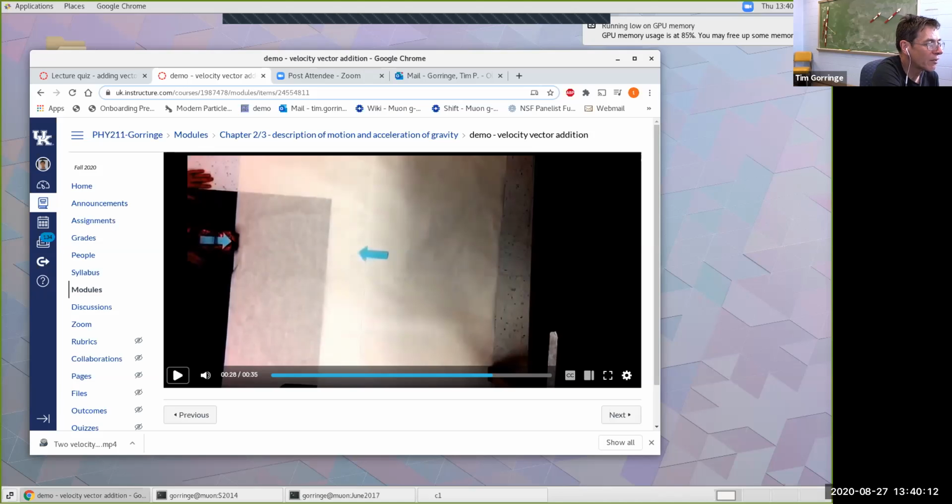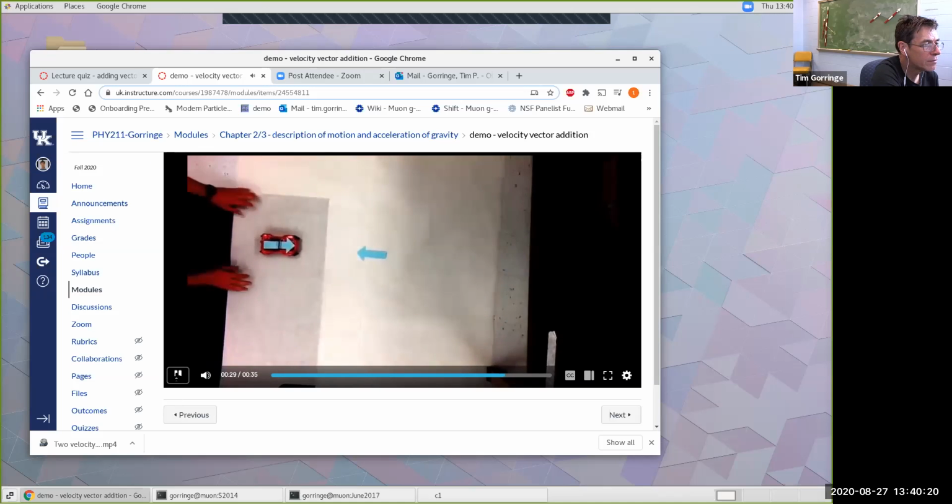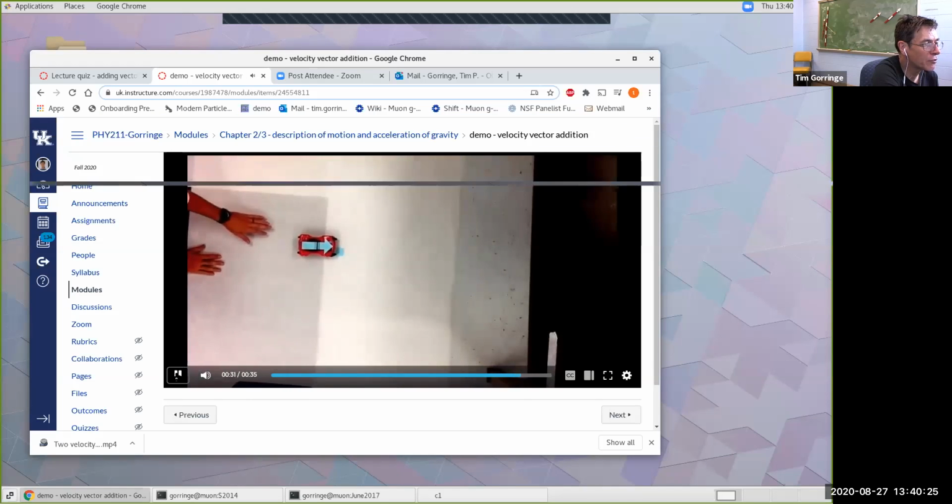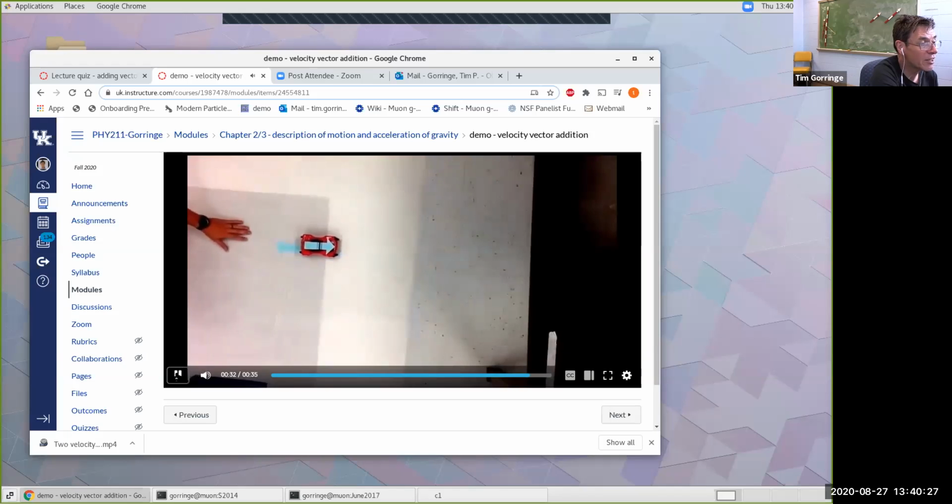Here's one on the left, it's towards the right. Here's the one on the right, it's towards the left. And now we're adding up those two vectors, and they cancel each other out. The truck is literally stationary with respect to the floor.